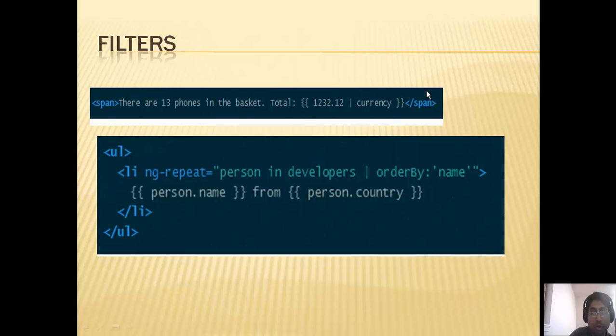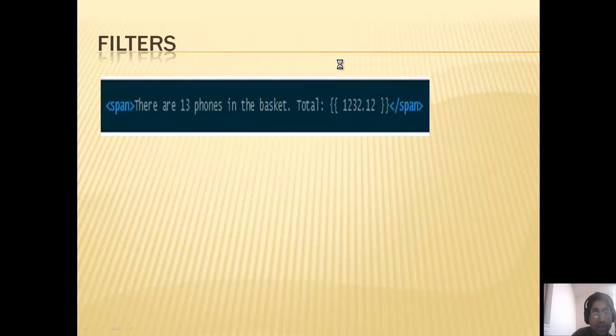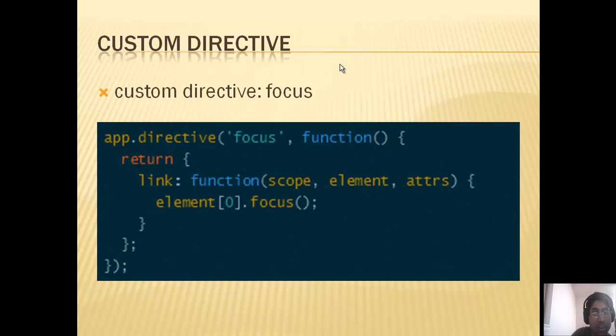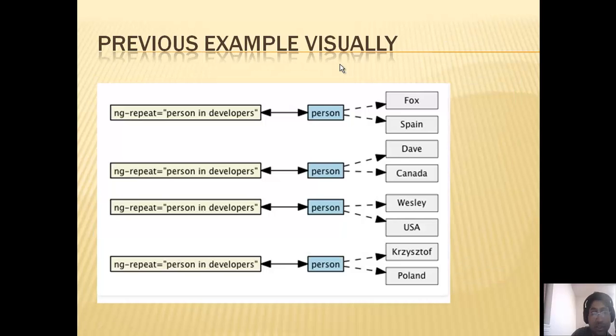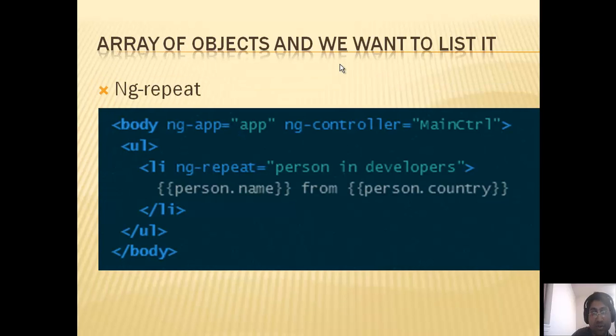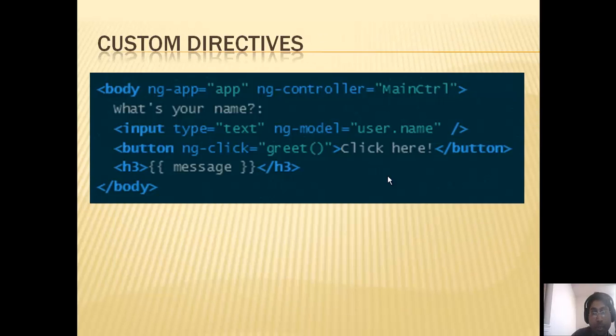So okay, this is what it is. I think if you are familiar with Linux or Unix piping, the syntax is something like this. In our previous example, where we were displaying all the developers' names and their countries, here we can also apply a filter, just order by name. So what will happen then? All the developers will be displayed, but they will be sorted by their name.